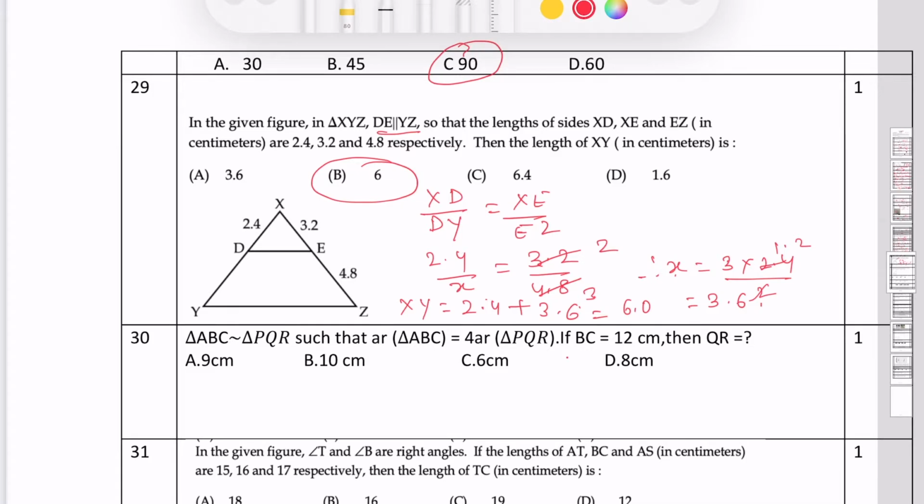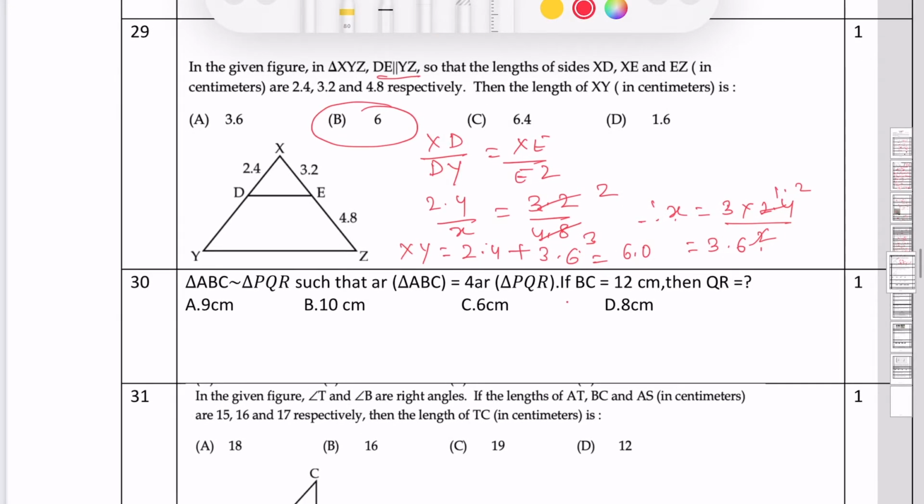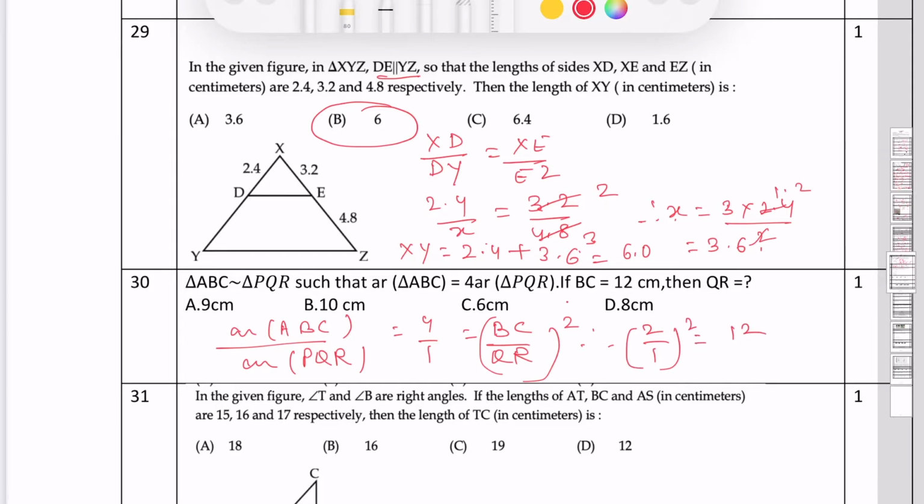Next, ABC is similar to PQR, and area of ABC by area of PQR is 4 by 1. We know the ratio of areas is the square of the sides, so BC by QR squared. So 2 by 1 squared is 12 by QR squared. If you find QR, that will be 6.